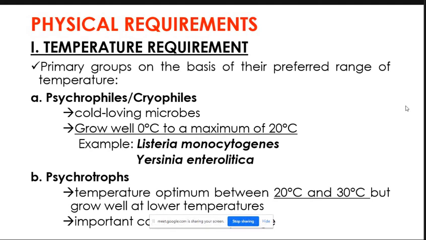When we're talking of carbon dioxide, under carbon dioxide we have the capnophiles. Which organisms require this? Examples of capnophiles are Haemophilus and Neisseria gonorrhoeae.